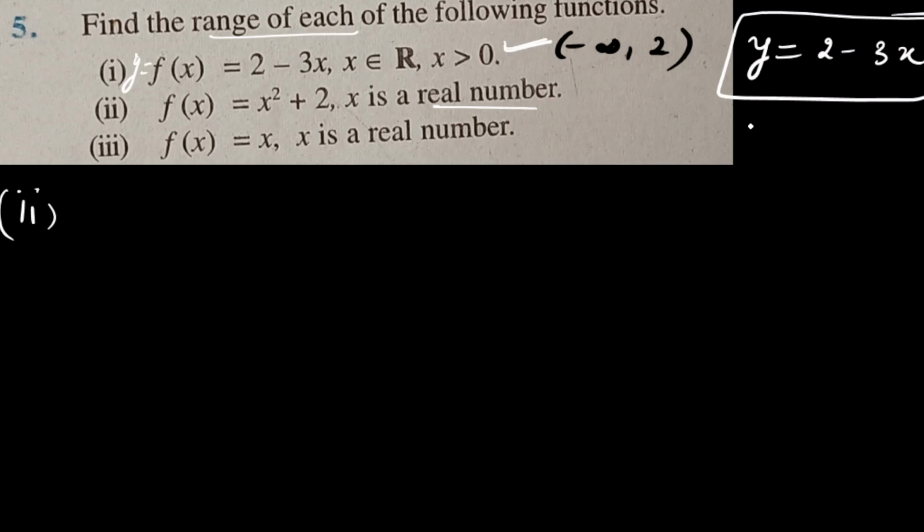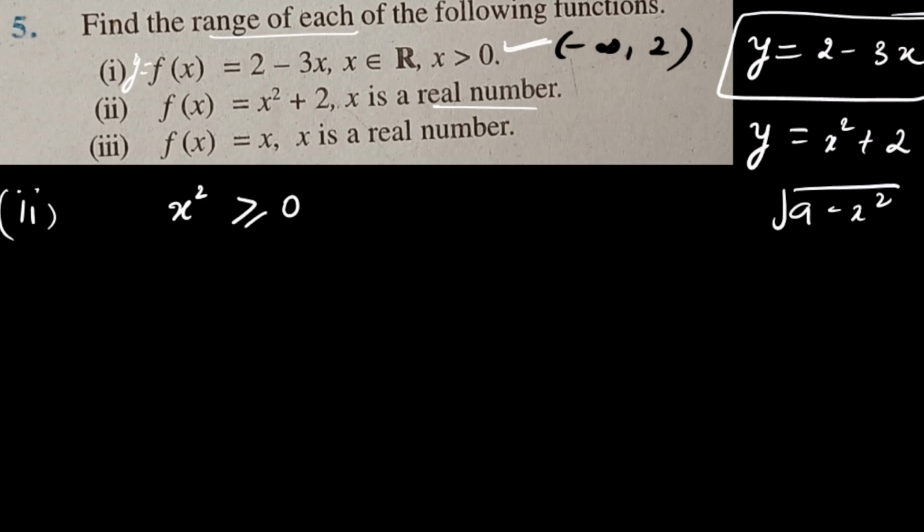Second part, I'll write the function y is equal to x square plus 2. So x is a real number and we know this thing, x square is always greater than or equal to 0. I've already explained this when we found the range of the previous question, 9 minus x square. This is a very basic thing: x square is always positive and it can be equal to 0 also.